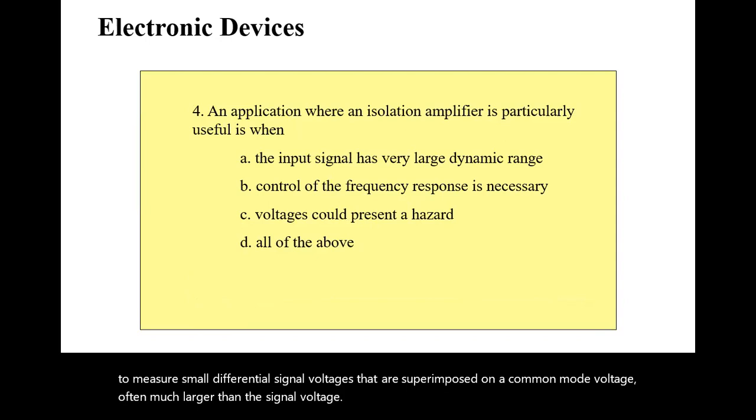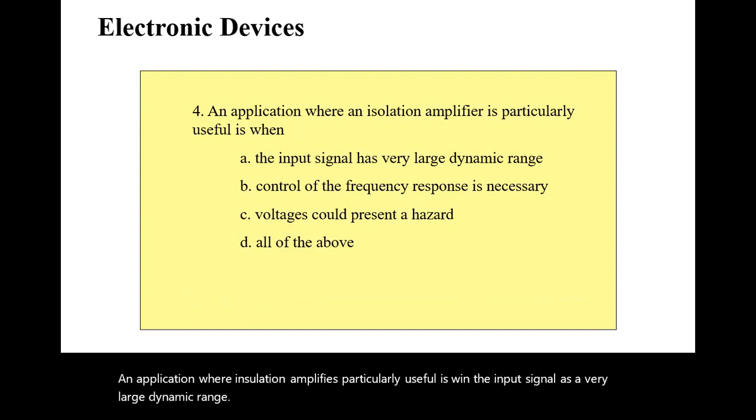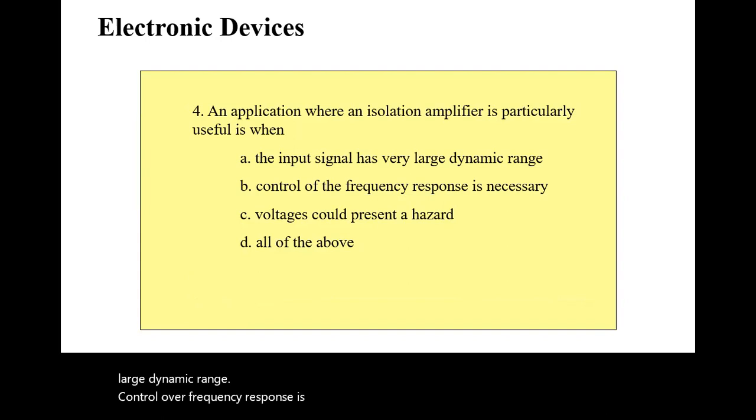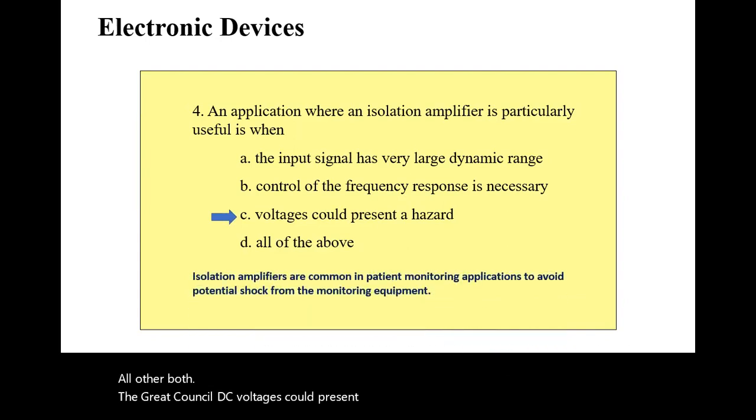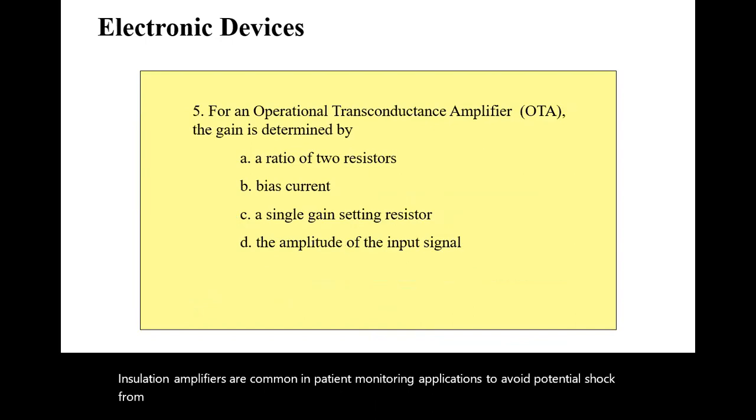An application where an insulation amplifier is particularly useful is when the input signal has a very large dynamic range. Control of a frequency response is necessary. Voltages could present a hazard, all of the above. The correct answer is C. Voltages could present a hazard. Insulation amplifiers are common in patient monitoring applications to avoid potential shock from a monitoring equipment.